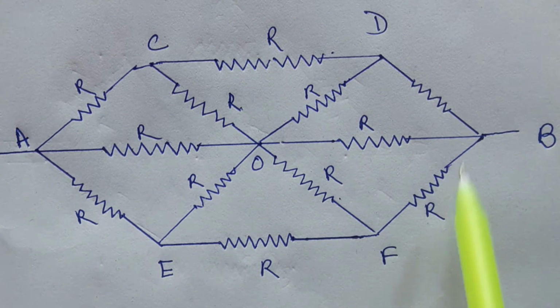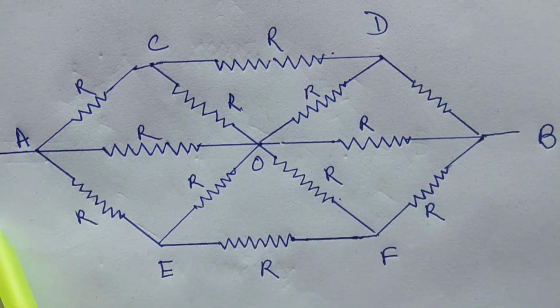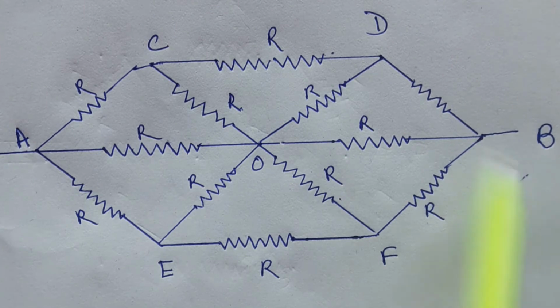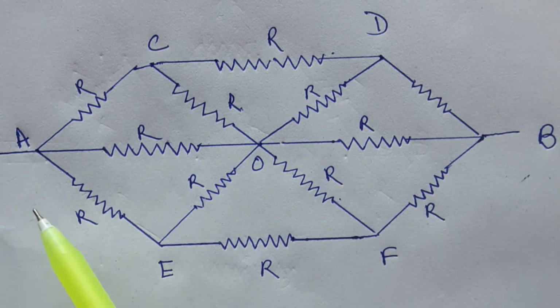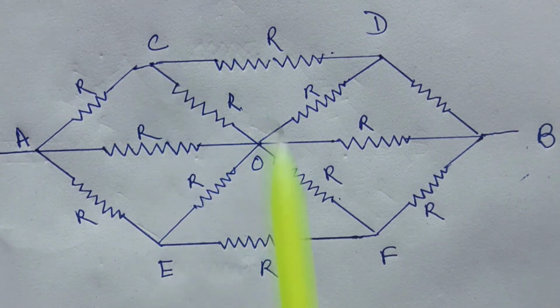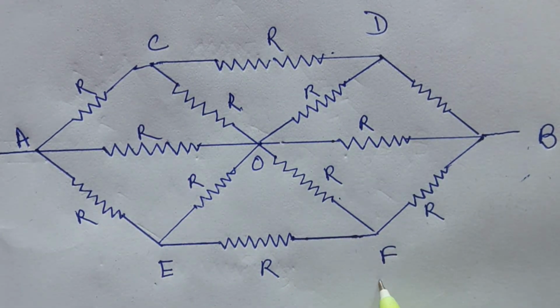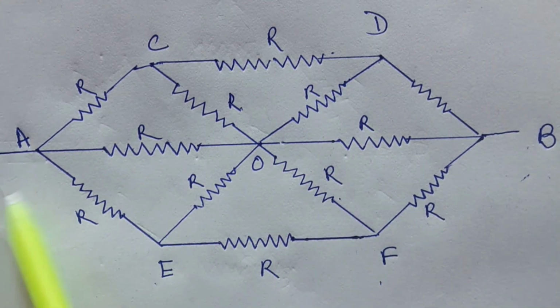Now we solve the same problem using parallel axis symmetry. Here AB is the direction of flow of current, therefore AB is the parallel axis of symmetry. We know in the case of parallel axis symmetry, C is the image of A, D is the image of F. Therefore we just fold this circuit about the line AB. Okay, see the next figure.